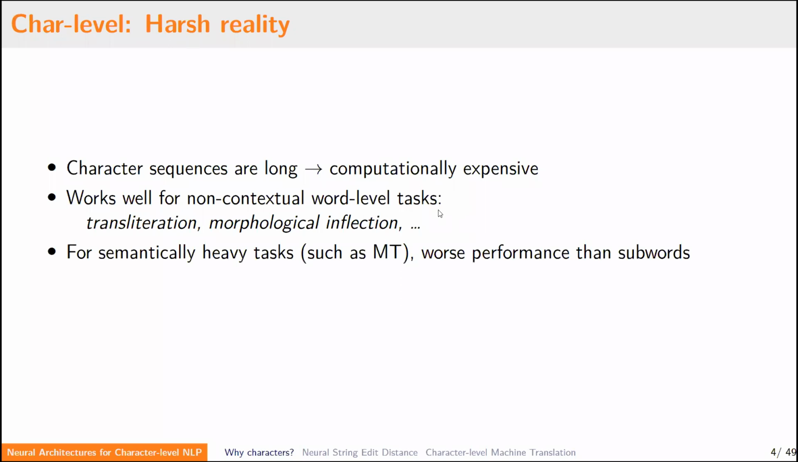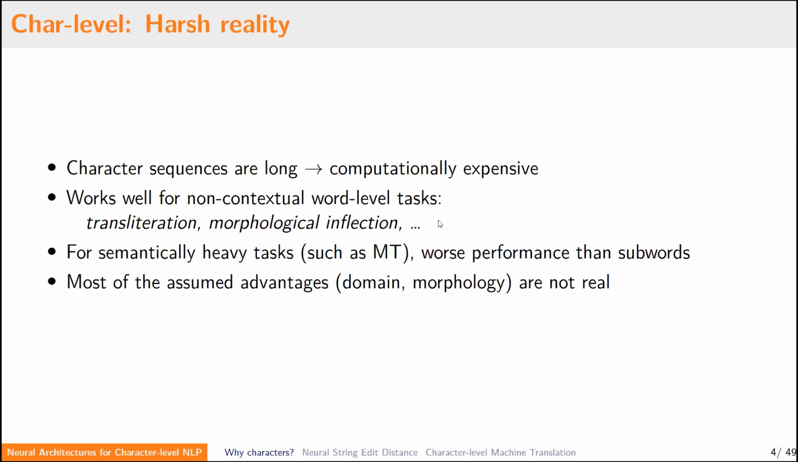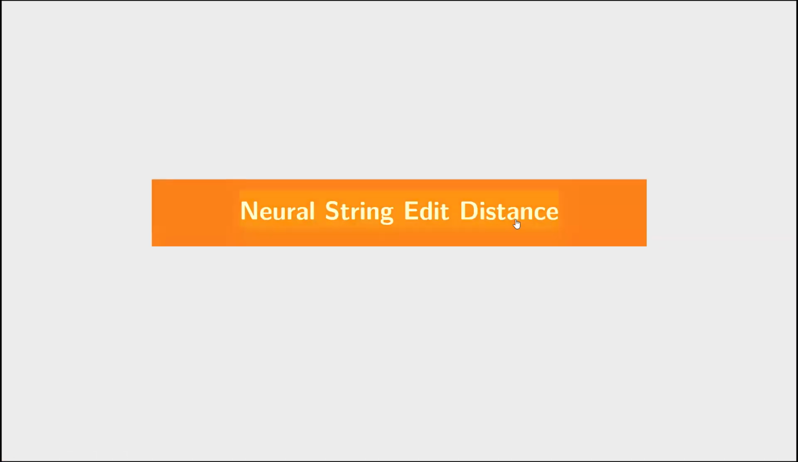But for semantically heavy tasks such as machine translation, it still performs much worse than subwords, despite what many papers on character level machine translation claim. I will also show that most of the assumed advantages, especially domain robustness and better morphological performance, are not true when we do the experiments properly. So this was the introduction on why I care about character level processing methods.